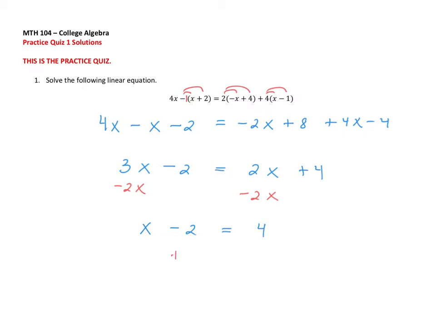And to get x by itself, I can add 2 to both sides. And that gives me the solution, x is equal to 6. And that is it for this problem.